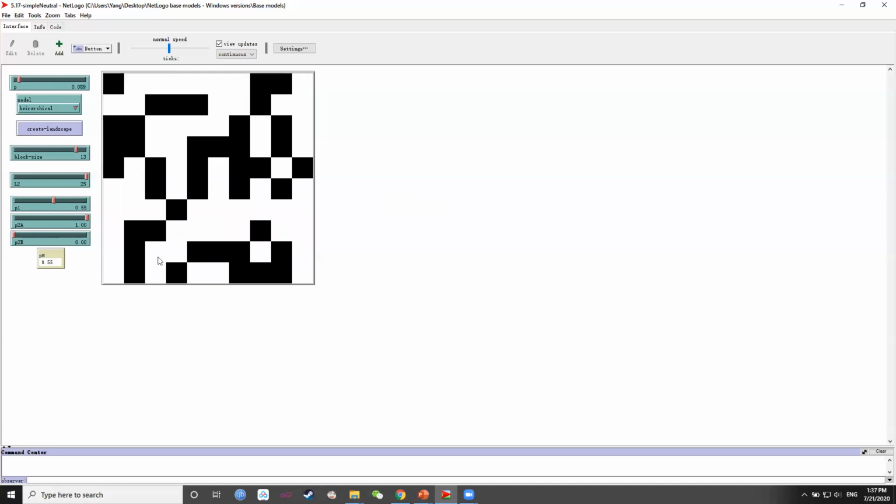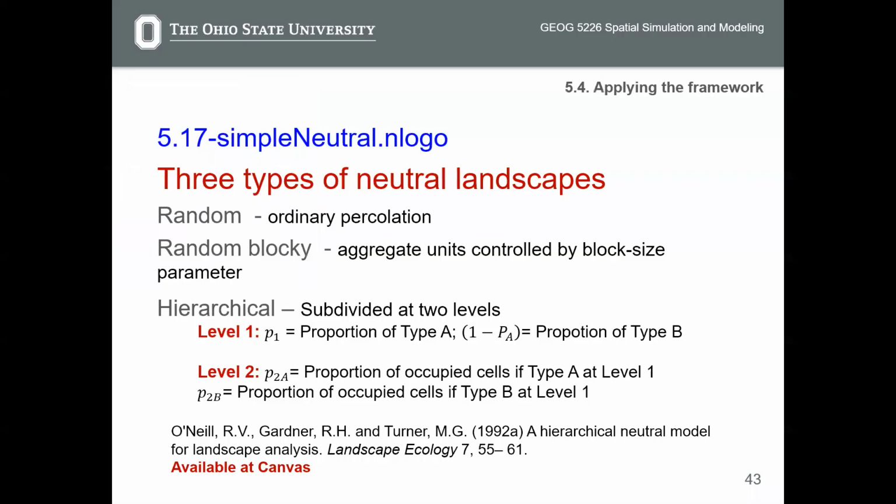Okay, we have this. So you know that all those white cells are type A, and all those black cells are type B. Because in type A, all cells are occupied. In type B, all cells are unoccupied. So this is a very simple model producing different landscapes, but I didn't mention any context, specific phenomenon, or application, which means that you can use them as you want.